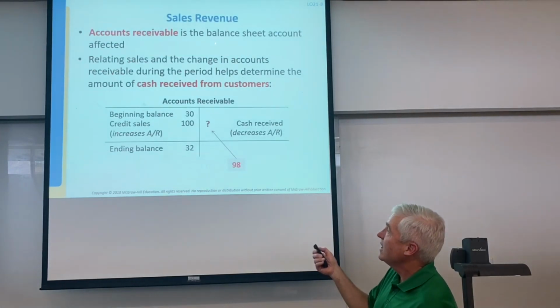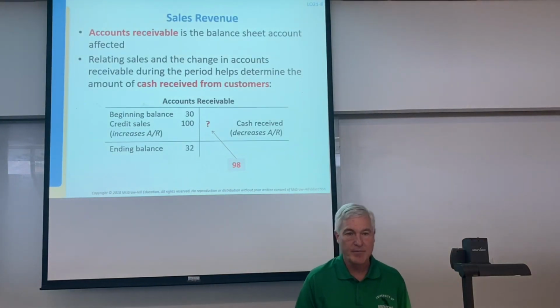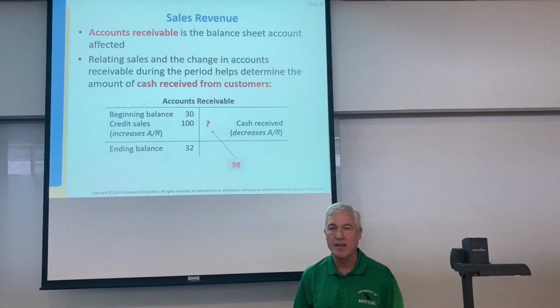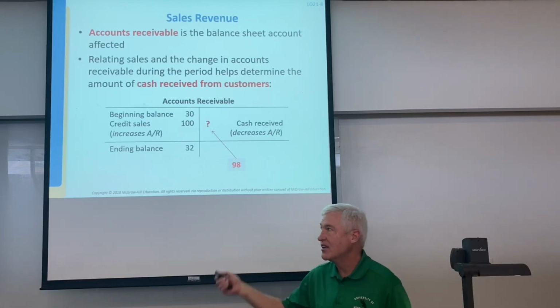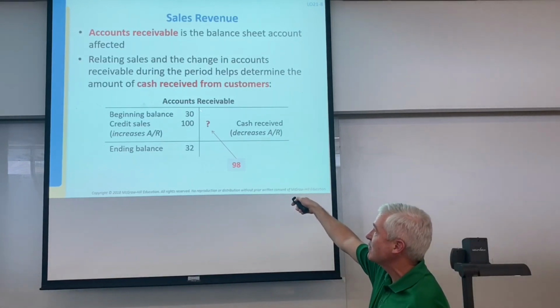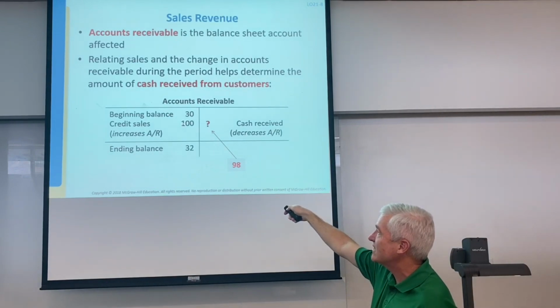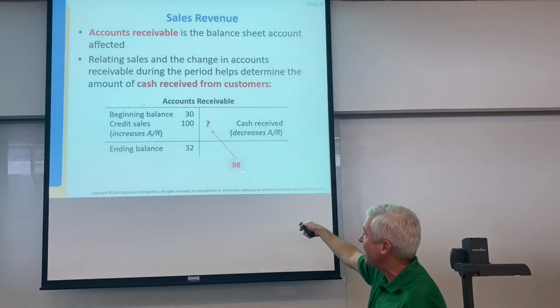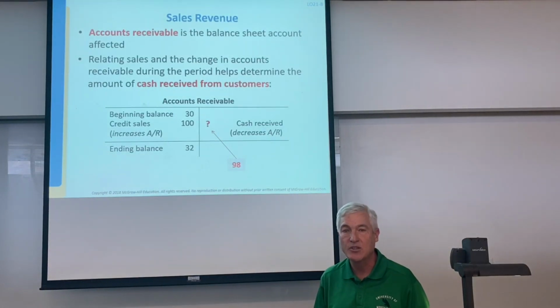Now, in the direct method, because this could certainly be fair game on an exam. If I'm using the direct method, how do I get cash flow from customers? Well, I can look at the change in accounts receivable. I know I had a beginning balance of 30. I had credit sales of 100, and I ended with a balance of 32. So I can solve for X. This is certainly fair game.